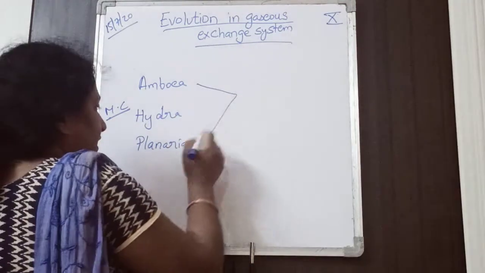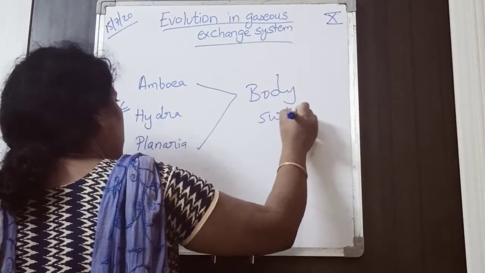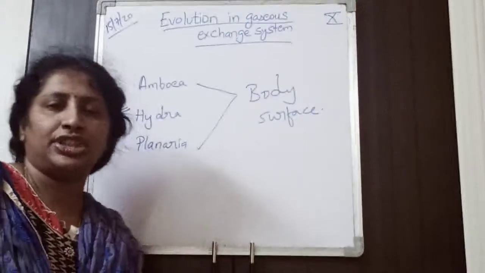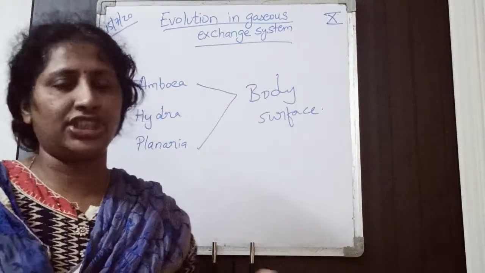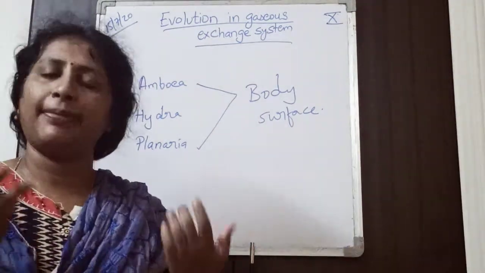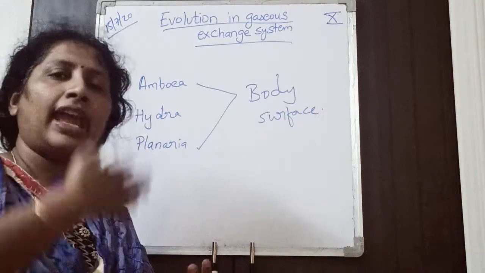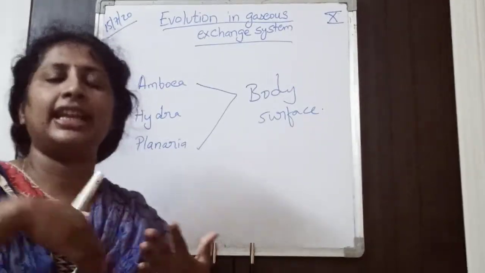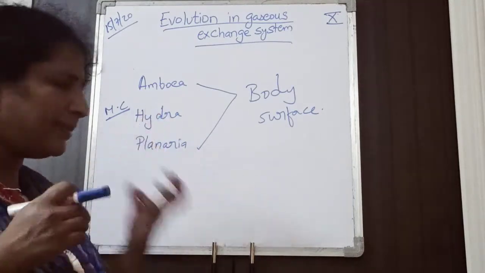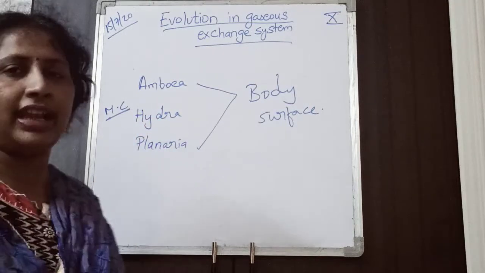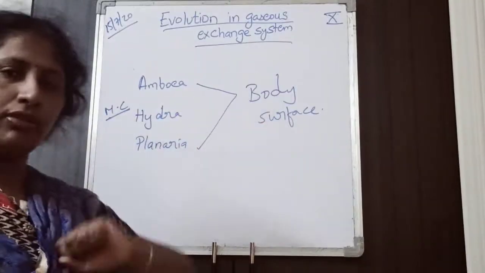In all these organisms, the gaseous exchange takes place through the body surface. In unicellular organisms like amoeba and paramecium, definitely the gaseous exchange takes place through the body surface. So respiration takes place through the body surface, meaning oxygen and carbon dioxide go inside and outside through their body surface. Even in simple multicellular organisms like Hydra and Planaria, the gaseous exchange takes place through the body surface.